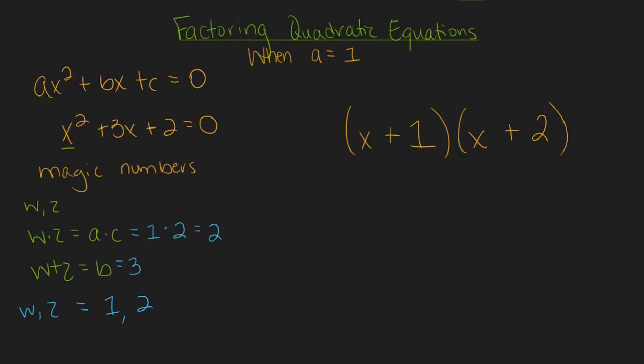An important note here is that this is still all equal to 0. Now we have our quadratic equation turned into factored form. We see that we have two factors of x plus 1 and x plus 2. Remember that the parentheses around each of these means they're being multiplied together, and that's going to be important to remember if we are trying to solve.